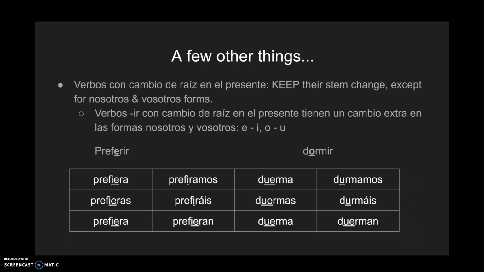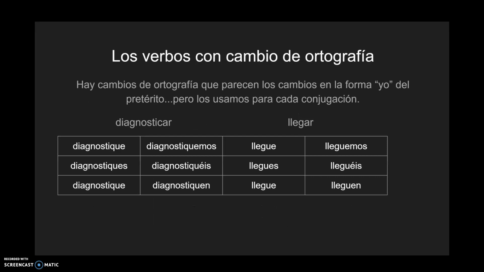See? Okay? So, verbos con cambio de ortografía. Ay, ay, ay. So, spelling change verbs, okay? There are verbs that have spelling changes, and they're very similar to the ones you see in the yo form of the preterite. The big difference being that in the subjunctive, we use them for each conjugation. So this is something, once again, that with a couple of these conjugations you've already seen in the command form.